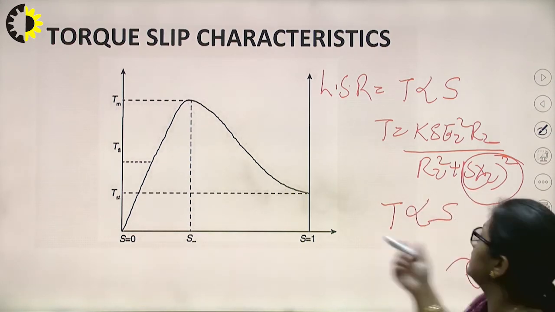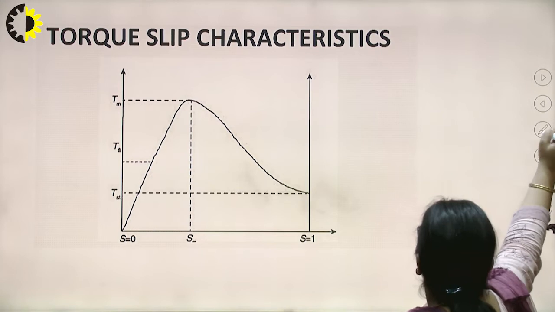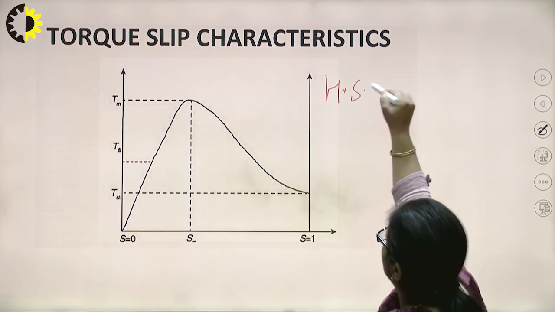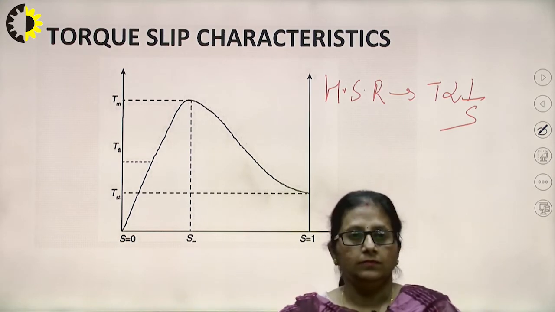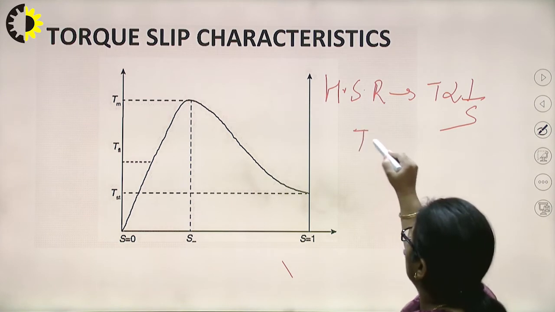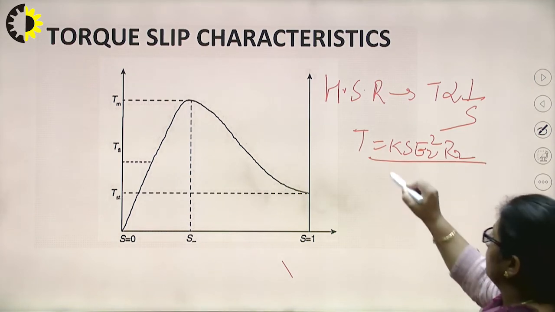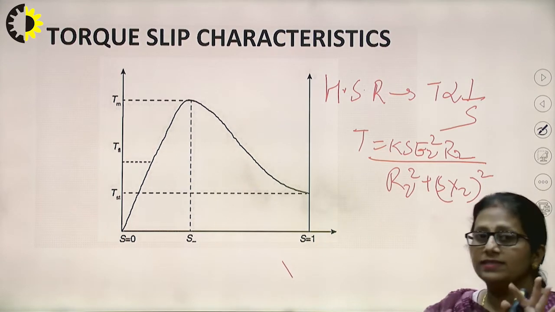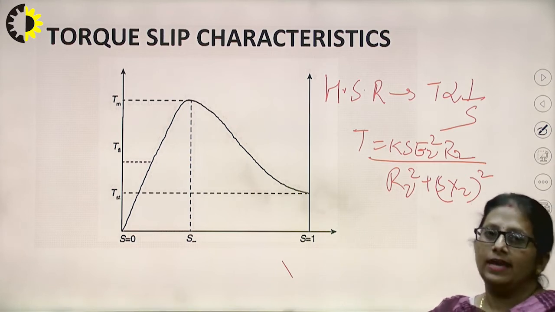Whereas in case of higher slip region, it can be seen that in this case, the torque is inversely proportional to S, right? What is happening now? Once again, the torque is given by K times S E2 square R2 divided by R2 square plus SX2 whole square. That's correct. But this time, the slip is not equal to 0. It is not tending towards 0, it is tending towards 1. So it is having a finite value.